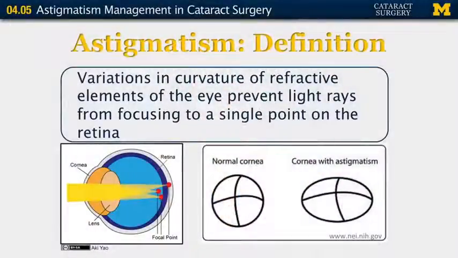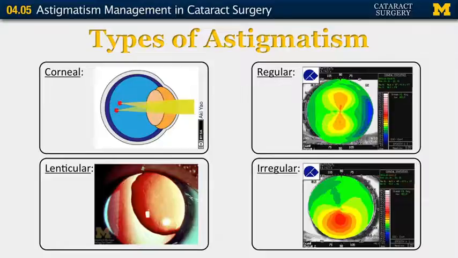So we'll start off by defining astigmatism, which is just the variation in curvature of the refractive elements of the eye that prevent light rays from focusing to a single point on the retina. And there are various types of astigmatism. There can be astigmatism that comes from the cornea itself, so irregularities in the cornea that lead to the light being focused in different points on the retina.